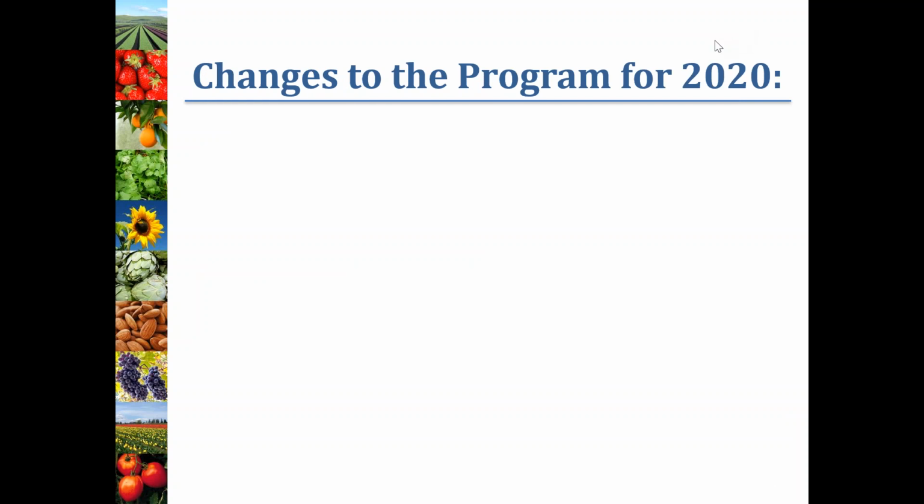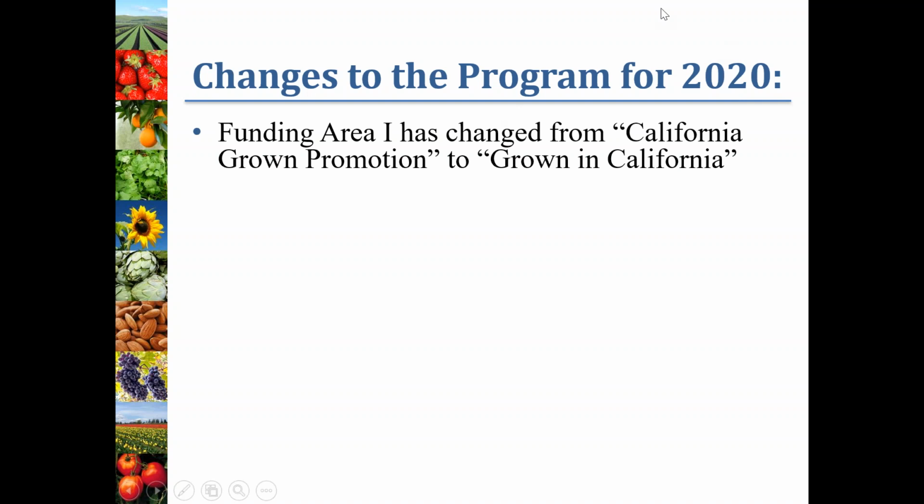This year, there are some changes for the 2020 program. Funding Area 1 has changed from California Grown Promotion to Grown in California. This change was made based on public comments in acknowledgement that promotion projects may not have the reach to incorporate the statewide California Grown identity. This allows for more opportunities to develop local and regional markets that were present but not obvious under the former title.